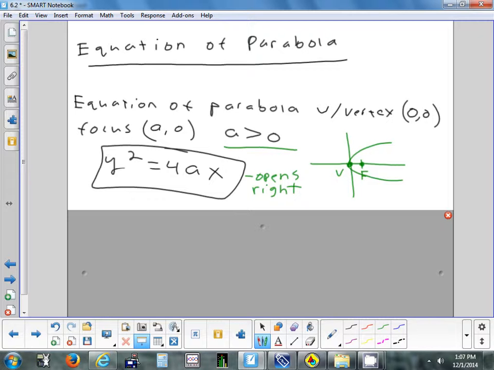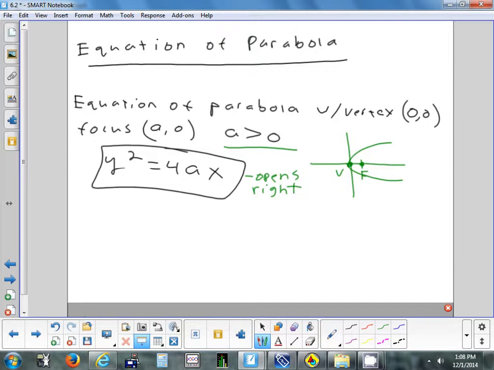Okay, so that formula always means it opens right? That specific formula always means it opens right. What controls whether it opens up, down, left, or right? Two things. One, which variable is getting squared? Is it the y or is it the x? That changes something. And then is it a positive 4 or a negative 4? That changes something else. Okay, any question on that formula? And again, that's the first formula. That's in table 1, page 381.